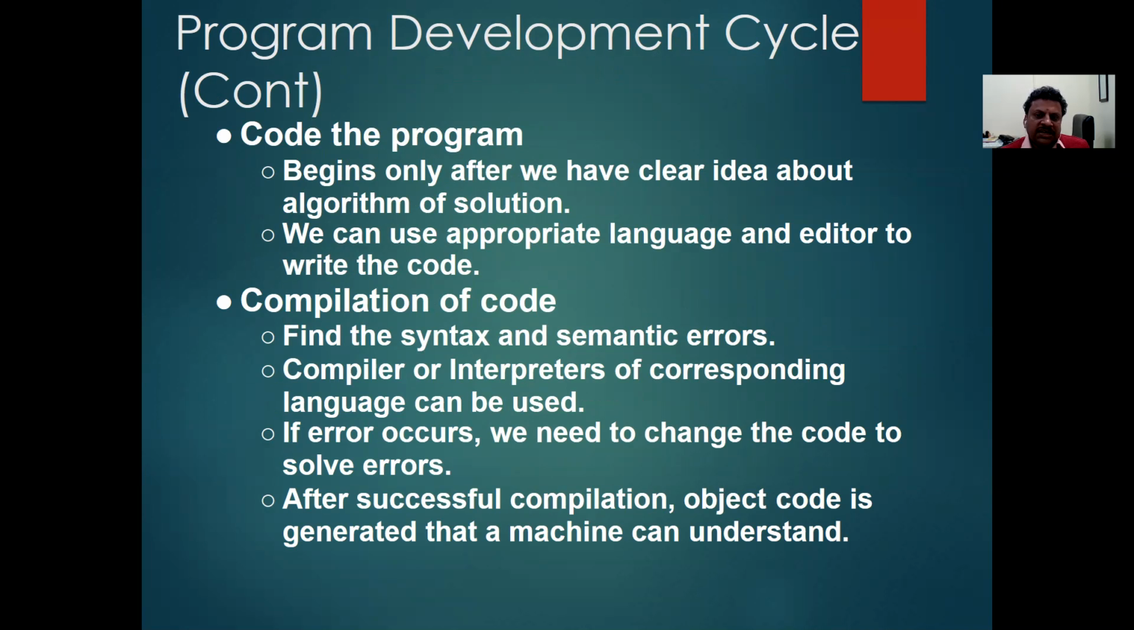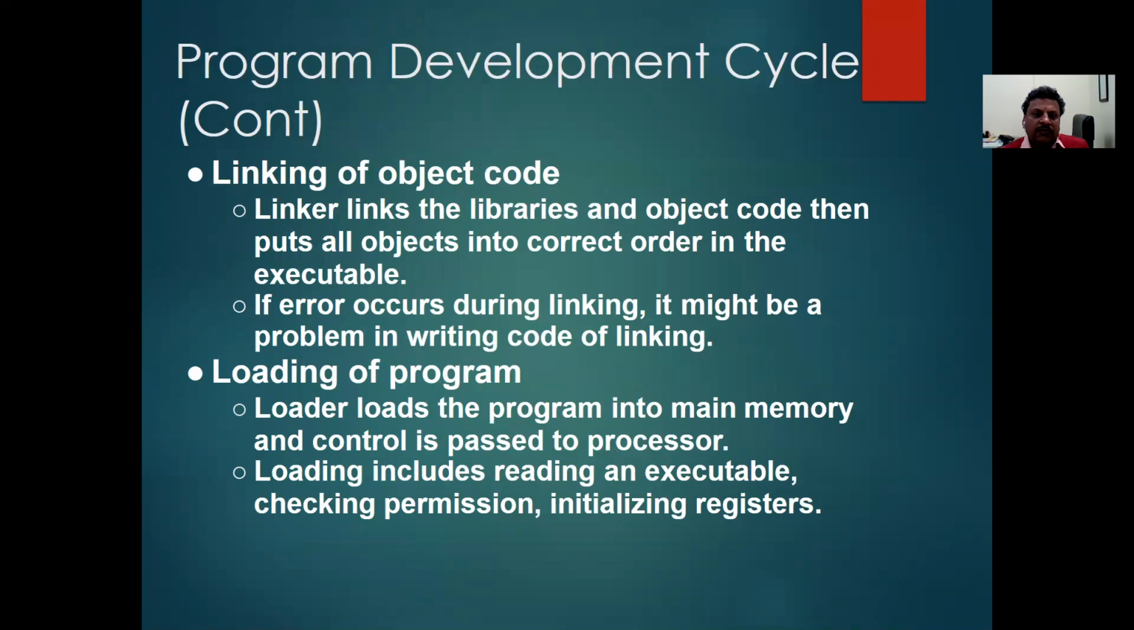Compilation of the code finds the syntax and semantic errors. Compilers and interpreters of the corresponding language can be used. If an error occurs, we need to change the code to solve the problems. After successful compilation, object code is generated that a machine can understand. Then linking of the object code. The linker links the libraries and object code and puts all objects into the correct order in the executable format. If an error occurs during linking, then it might be a problem in writing the code of the linking.